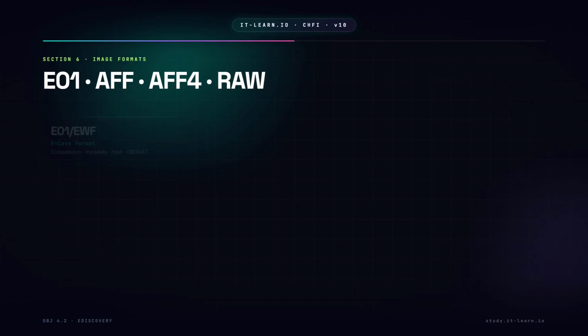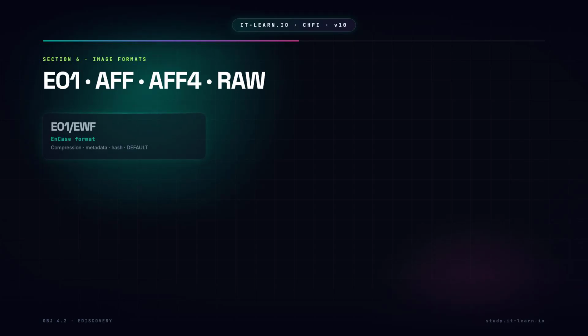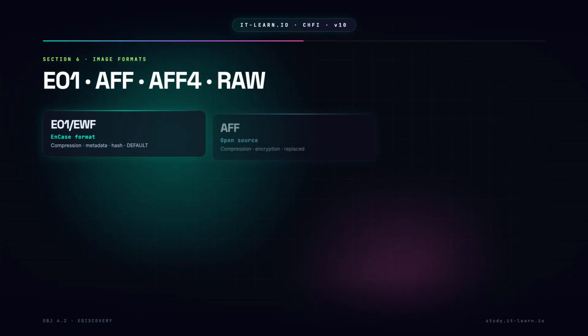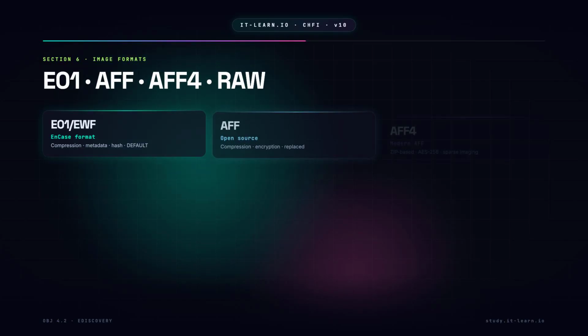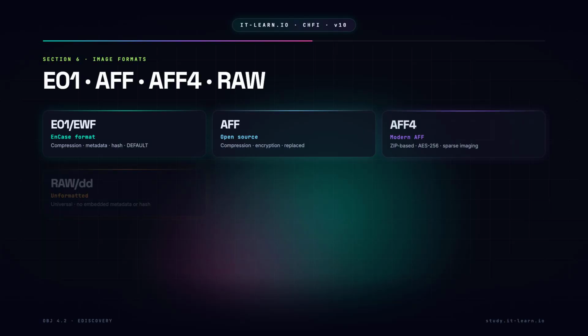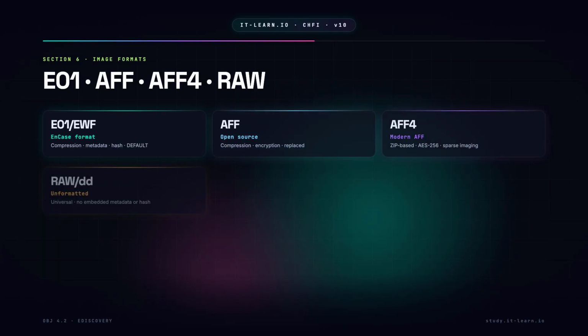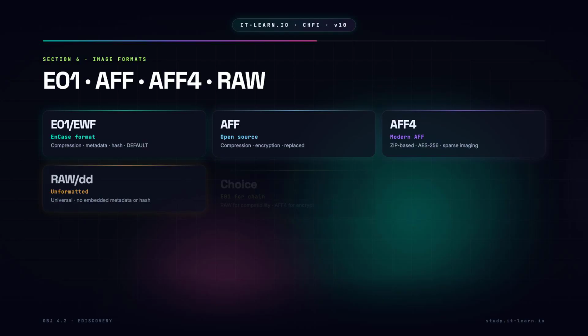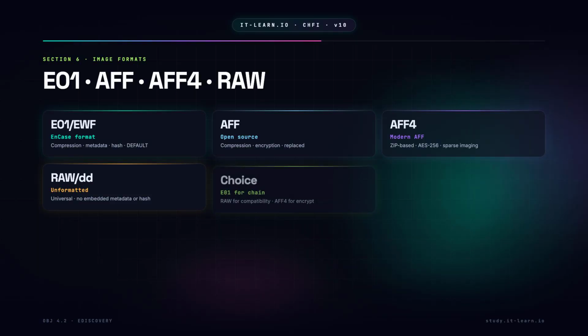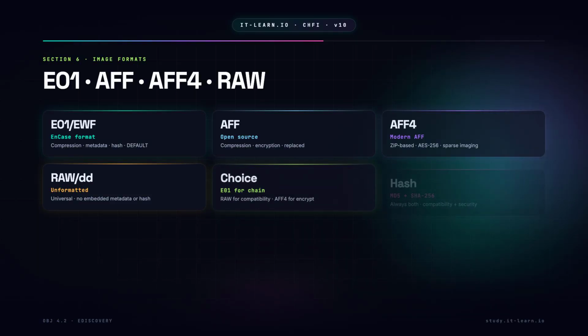Image formats, 4 to know. E01, expert witness format, the industry standard. Compression: yes, zlib. Metadata: case info, examiner name, acquisition date, notes in the header. Hash storage: MD5 and SHA1 inside the file. Segmentation: automatic splits into .E01, .E02, .E03. Integrity: checksums throughout, hash verification built in. Default choice for most investigations.